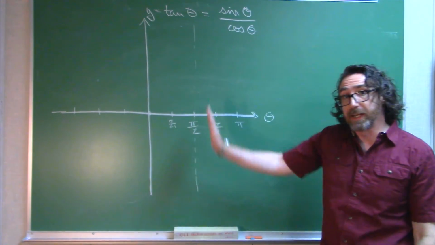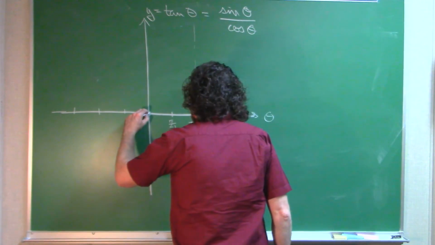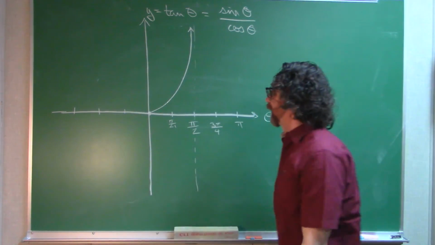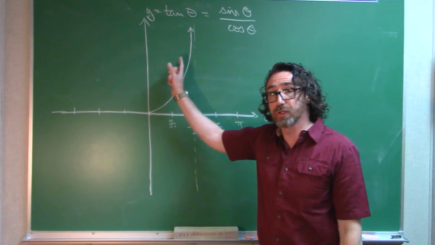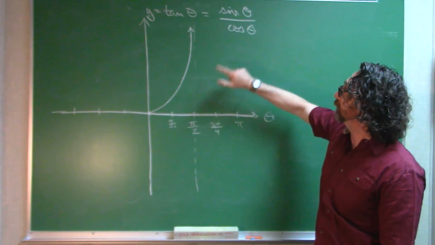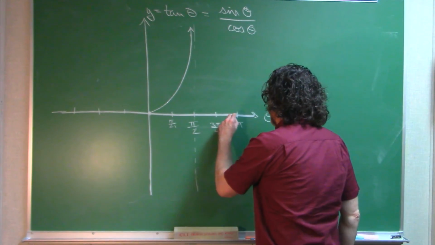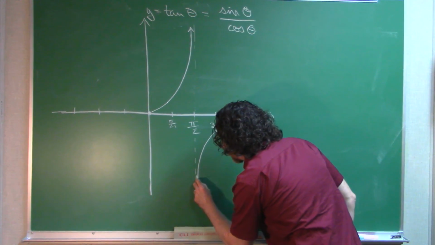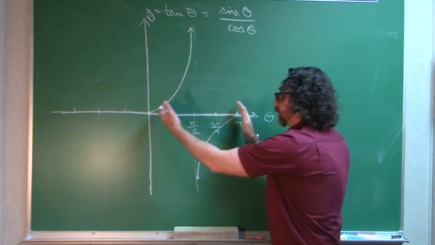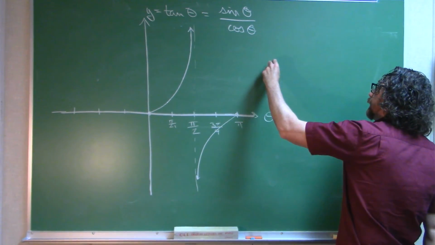So there's going to be a break in the graph of the tangent function, and the tangent function is going to look like this. As we approach theta equals pi over 2, the values of the tangent function are going to balloon up. They're going to get bigger and bigger and bigger as theta approaches pi over 2. And on this side, we'll have a copy that looks like this. Okay? And this is going to repeat over and over again.